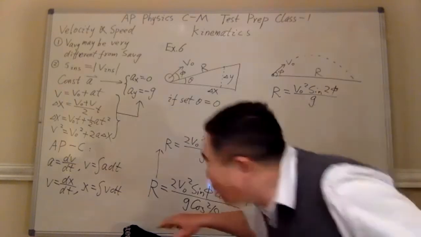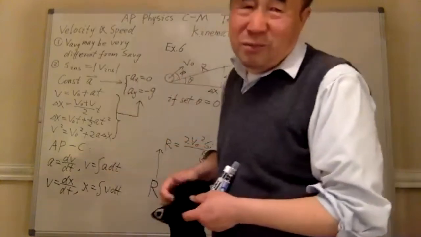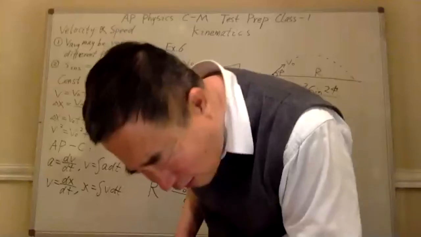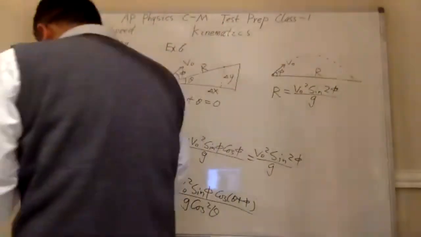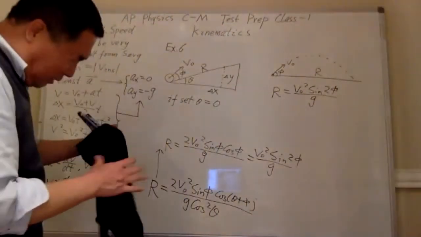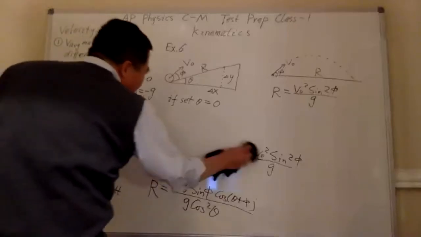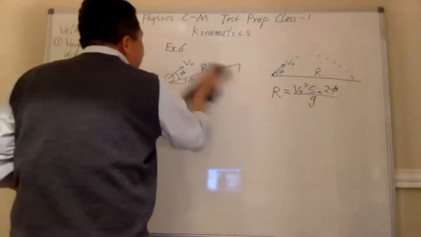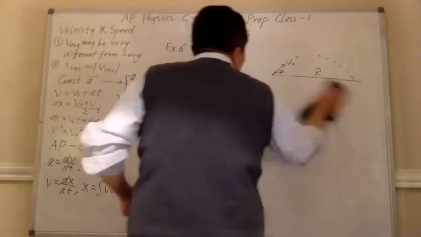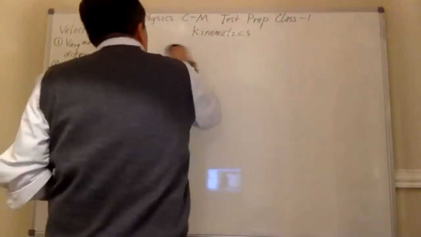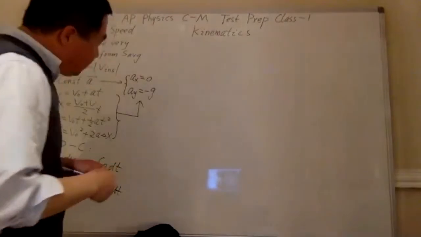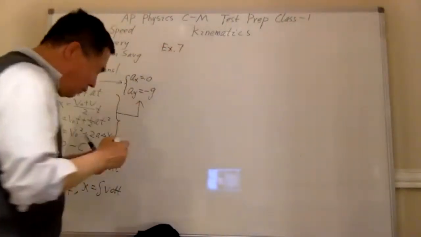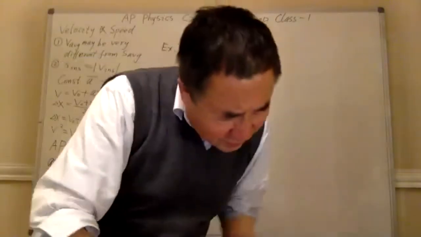Each time they ask you about projectile motion, but they always combine it with something else, because basically it is hard to compile a question purely by kinematics. How can we do that? That's the last question, example 7, from the AP test.